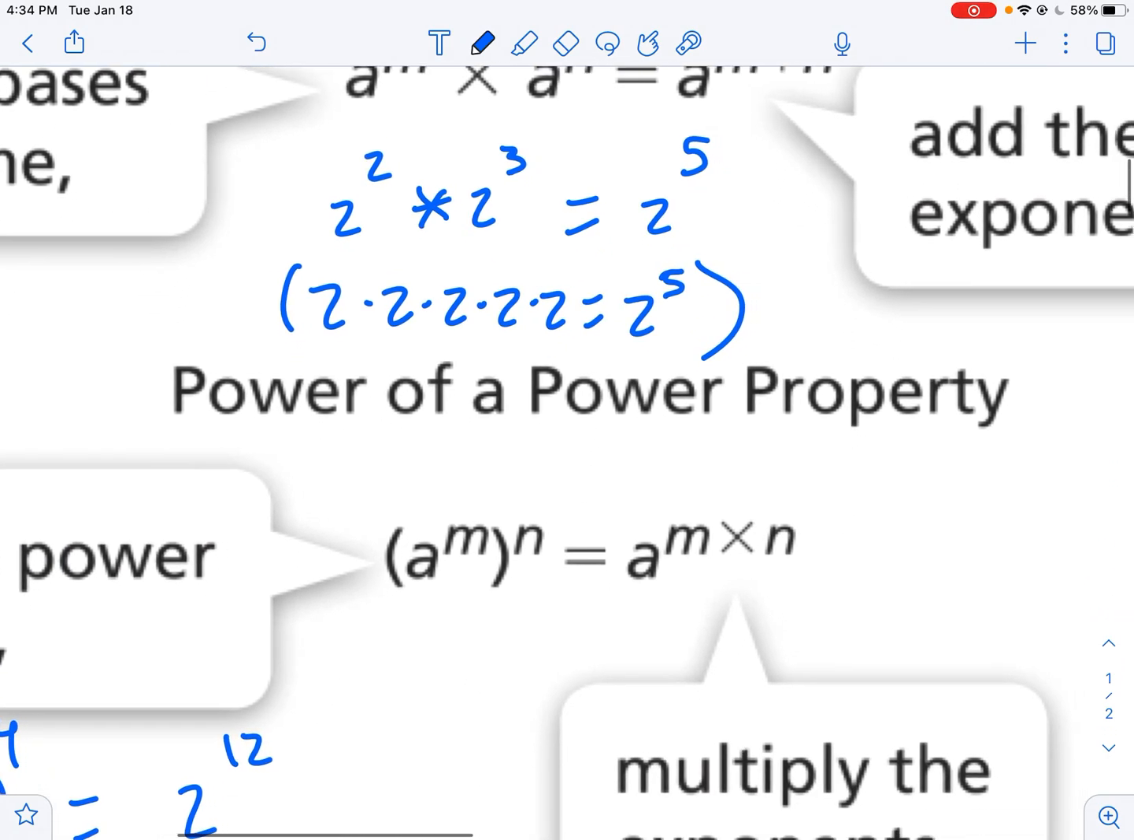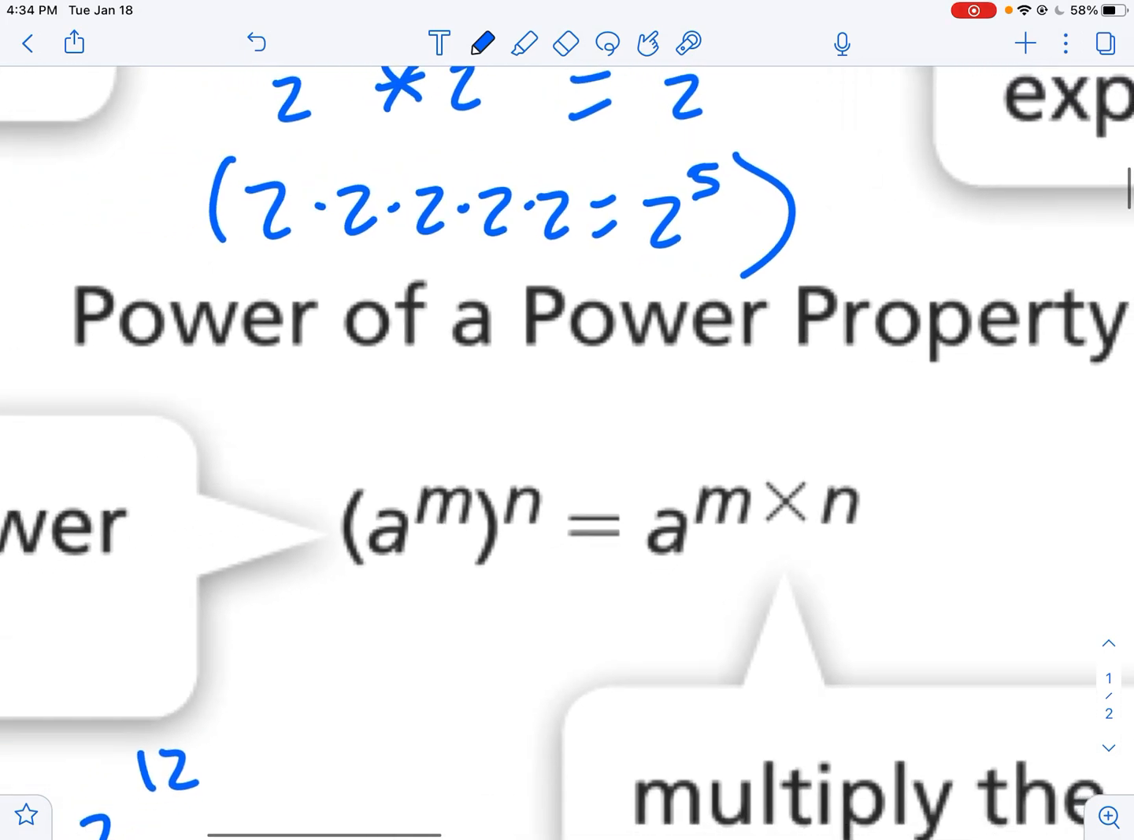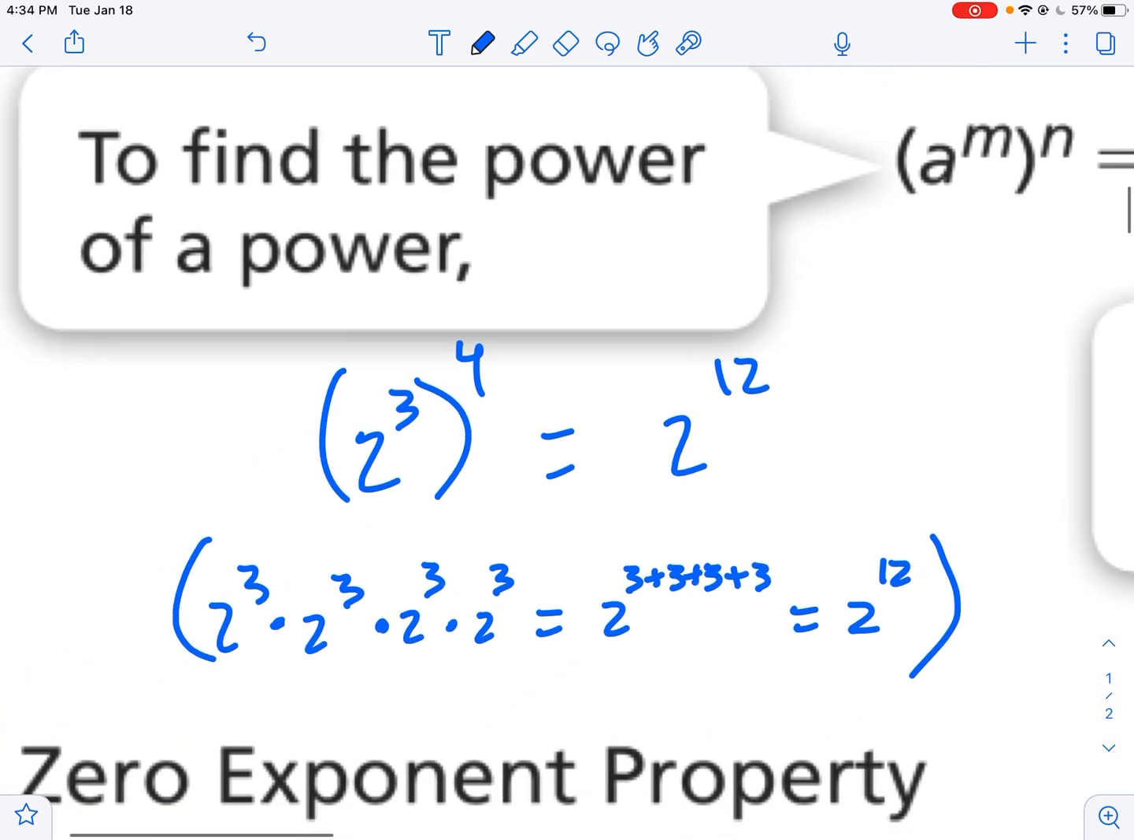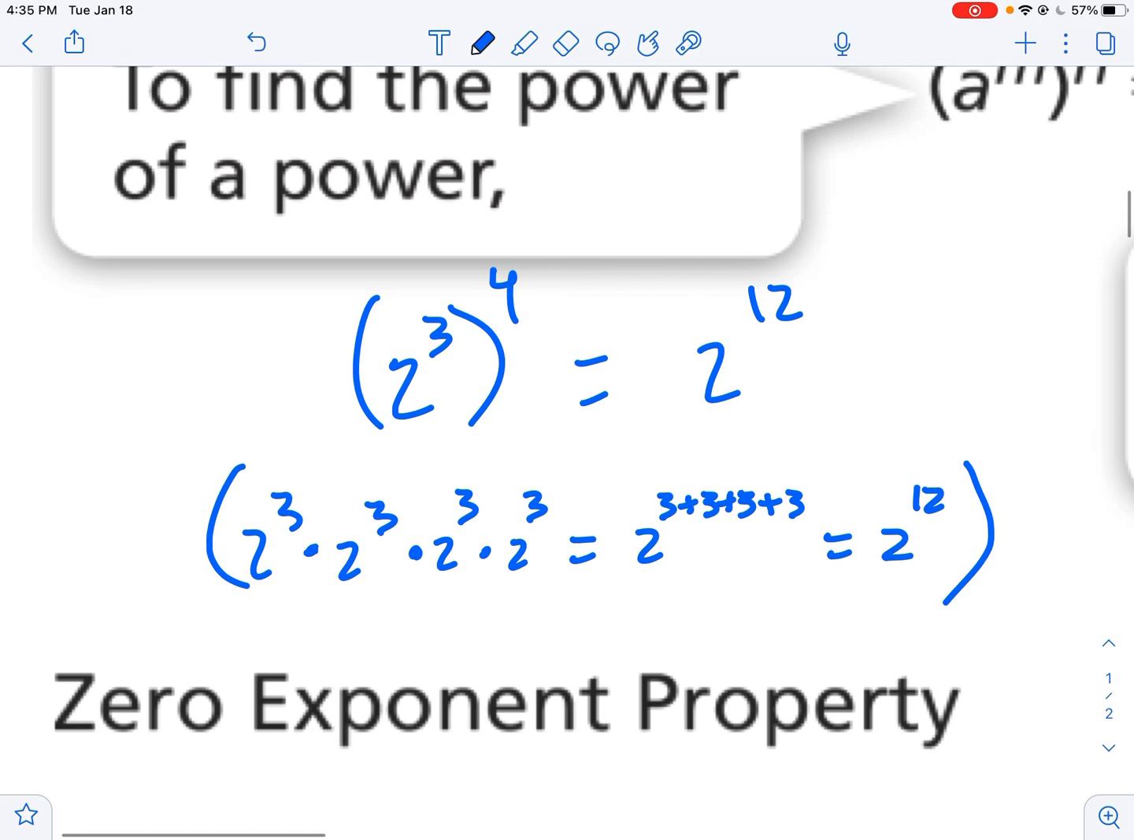Let's move on to our next property, the power of a power property. You have some base here and it has an exponent, but then there are parentheses and another exponent on top of that. If you have an exponent to another exponent, you need to multiply those exponents together. And if you're wondering where that comes from, if you have an exponent already and then you put another exponent on it, it's doing an exponent of this thing, which is now considered the base.